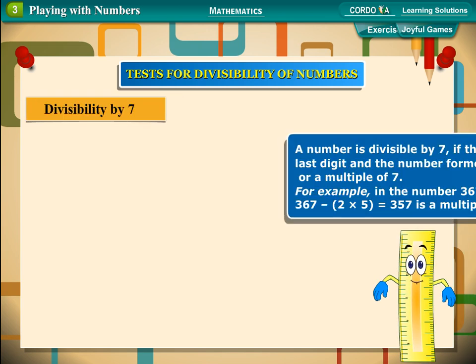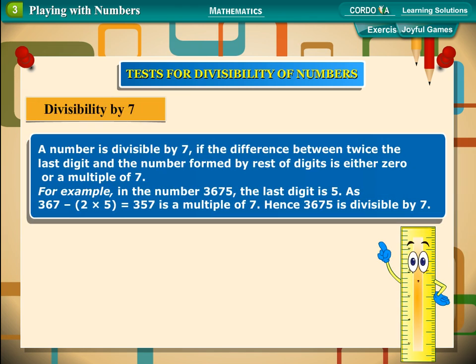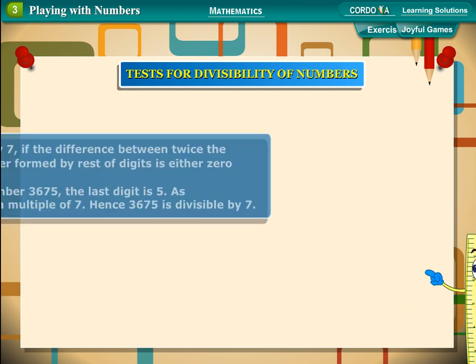Divisibility by 7. A number is divisible by 7 if the difference between twice the last digit and the number formed by the rest of the digits is either 0 or a multiple of 7. For example, in the number 3675, the last digit is 5. As 367 minus (2 times 5) is equal to 357, which is a multiple of 7, hence 3675 is divisible by 7.